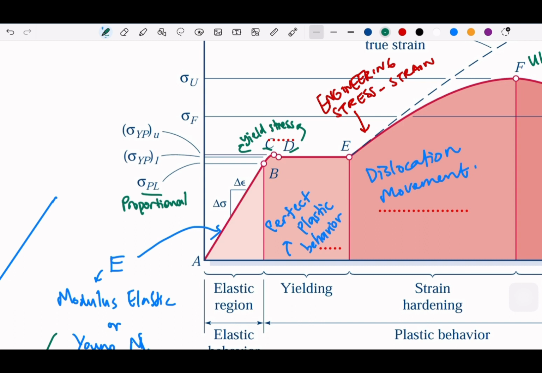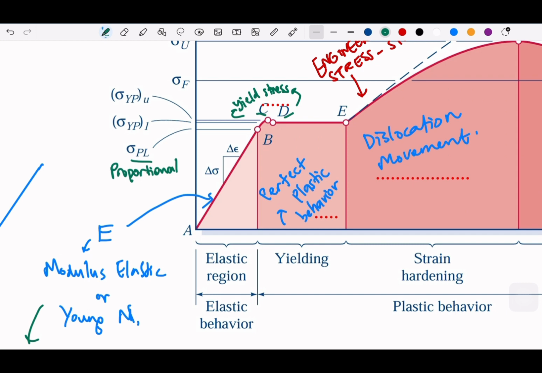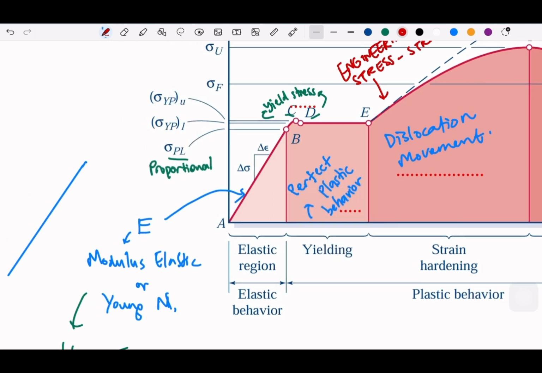Okay, now the proportional limit is based on some percentage of the, let me write here, proportional is going to be 0.2% offset.